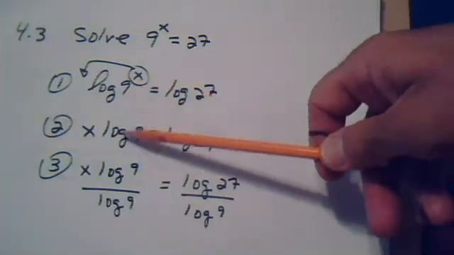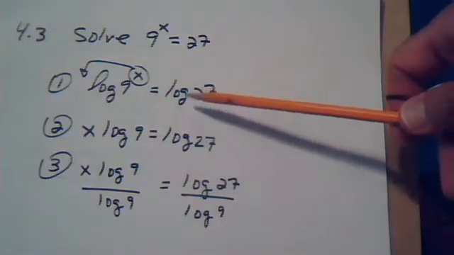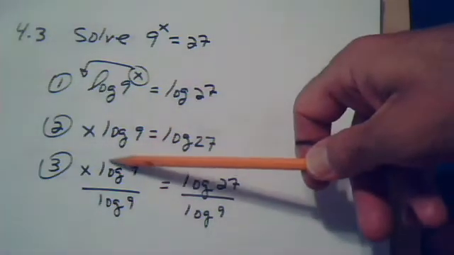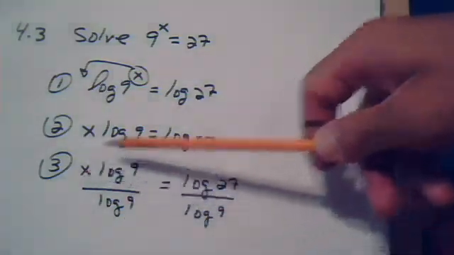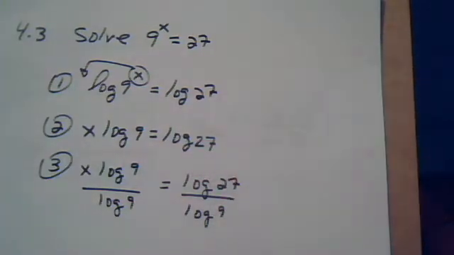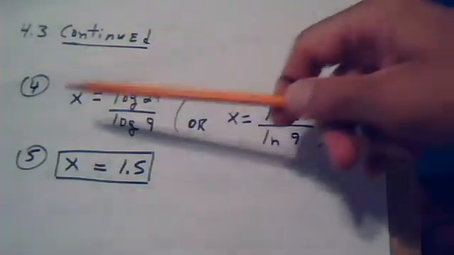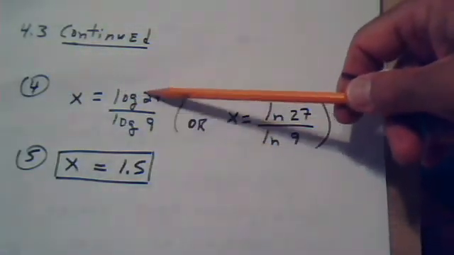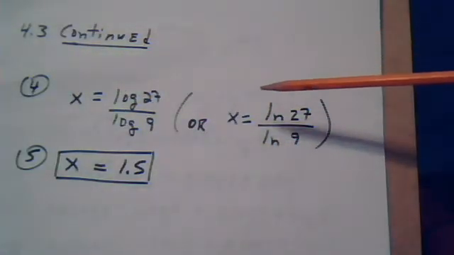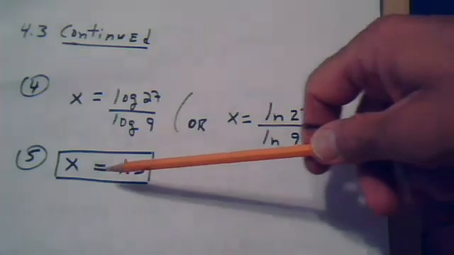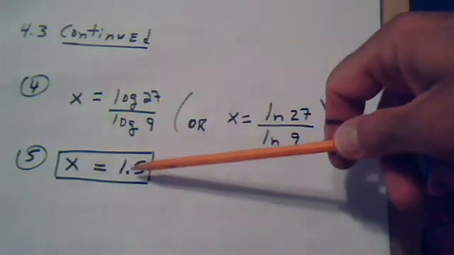So you divide this side by the log of 9, divide this side by the log of 9, this cancels to 1, and x is going to be whatever you get from here when you key it in. So I key it into the calculator, and it gives me this. So x equals 1.5.